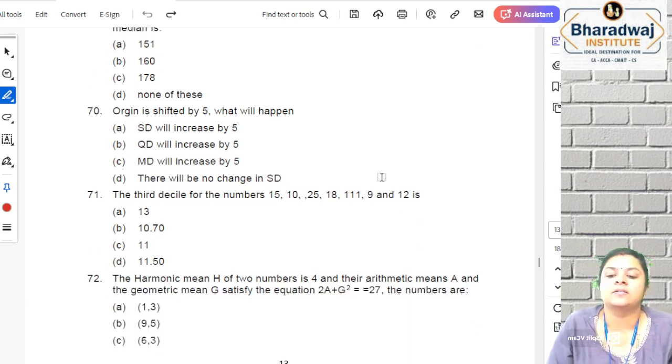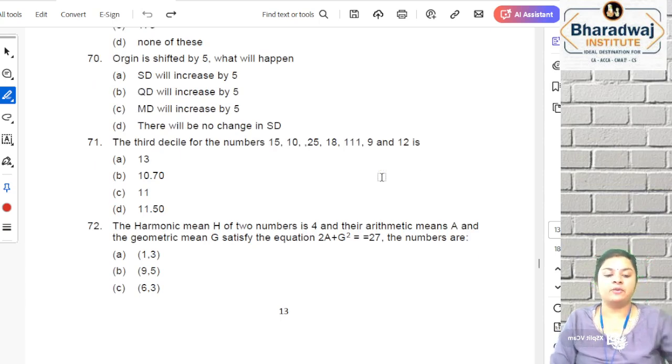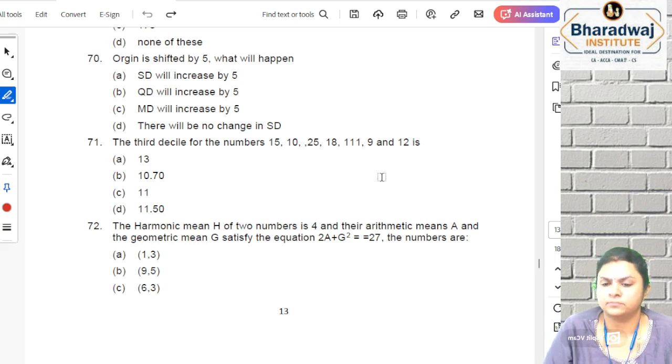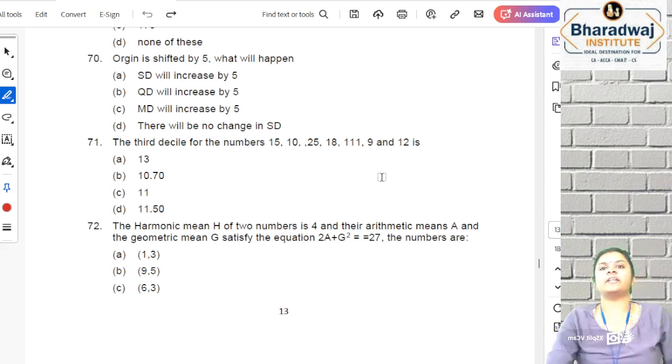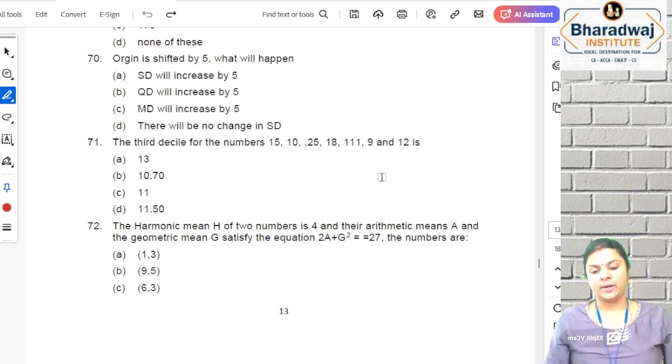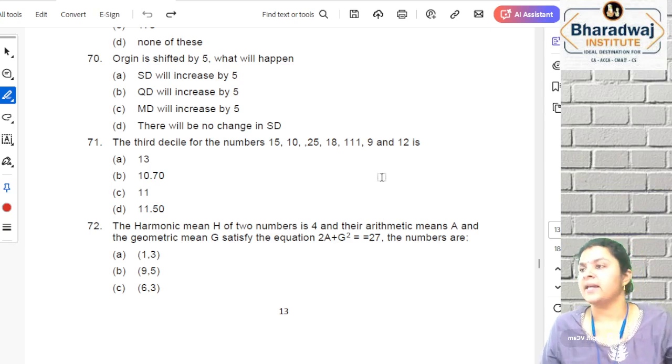Next. 70. Origin is shifted by 5. What will happen? SD will? There will be no change in SD because all measures of dispersion are not affected by origin. Okay. 71. Third decile computation. Directly you can do. D3 computation.